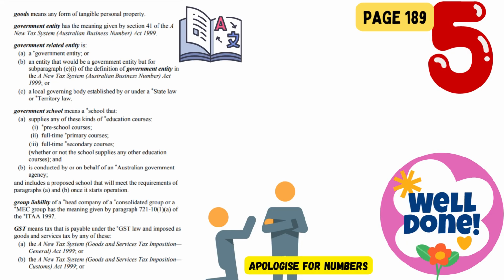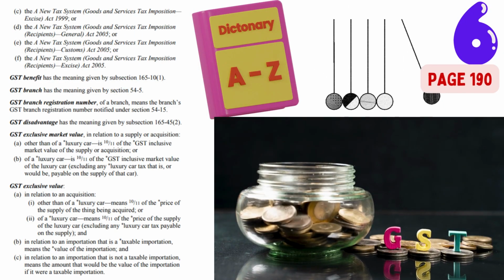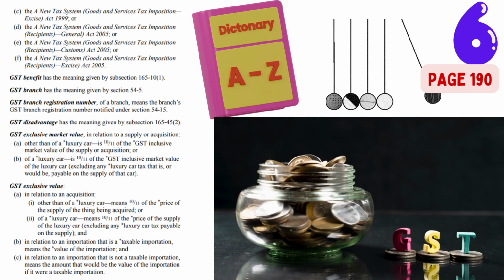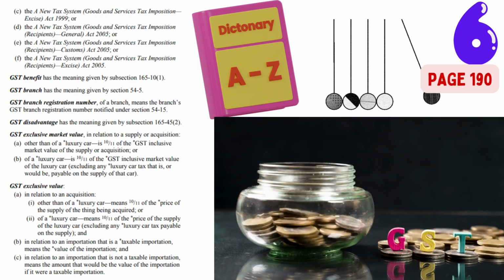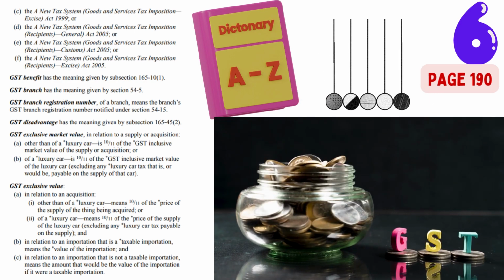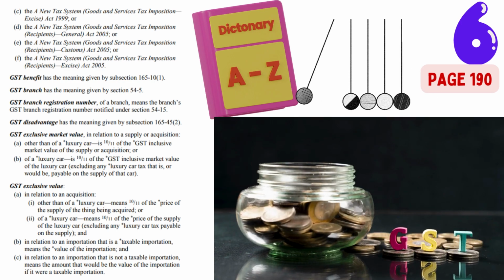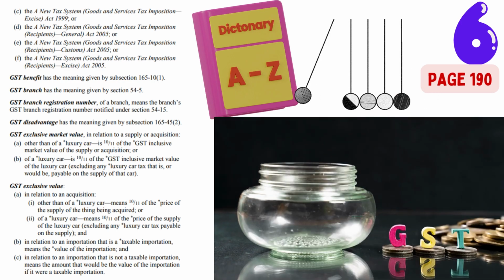That was it for page number 189. Now we head to Section 6. Now, we will explain words on page number 190 of Division 195 of GST Act Volume 2. This is Section 6 of this video, for dictionary. Please find words on screen.